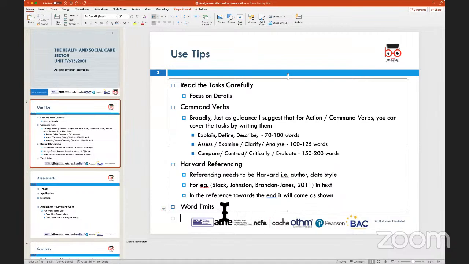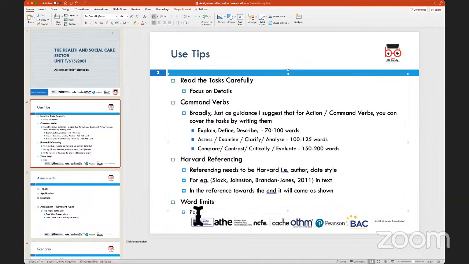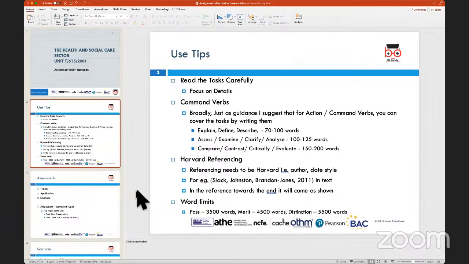Now, generally speaking, for somebody who's looking at achieving a pass, I would put it this way, that students typically end up creating assignments of about 3,500 words. If somebody is looking at merit, up to 4,500 words, and if you're looking at distinction, probably a maximum of, I would say, 5,500 words. The reason we want to keep the word limit in mind is because you do not want similarity or plagiarism to also increase in your document.